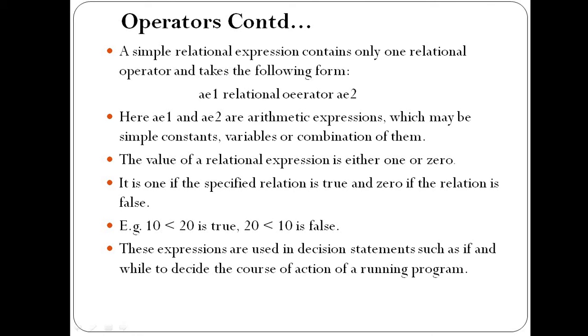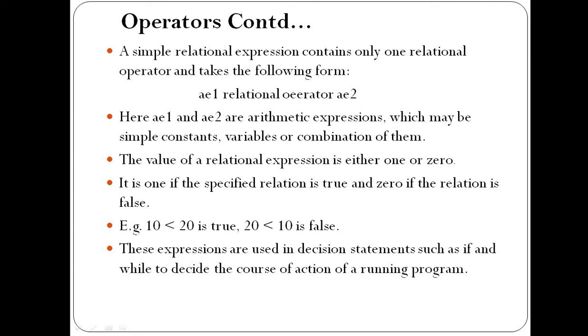So same here, by using a combination of variables and symbols we can create a statement. Such statements are called an expression in the C programming language. Expression means what? Combination of variables and symbols. So in this syntax, AE1 and AE2 stand for arithmetic expressions, which are nothing but constants or variables or a combination of them, and between them we can put the relational operator.